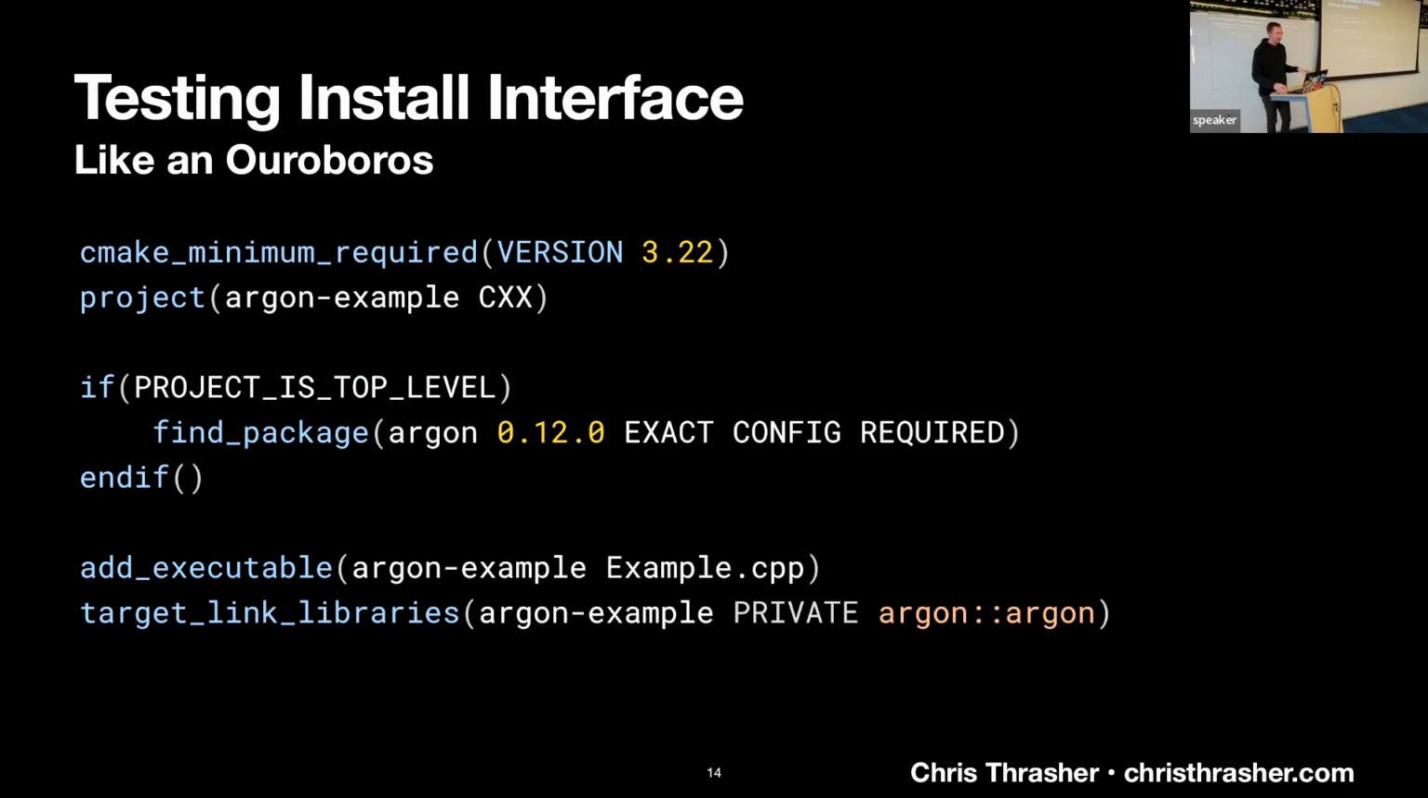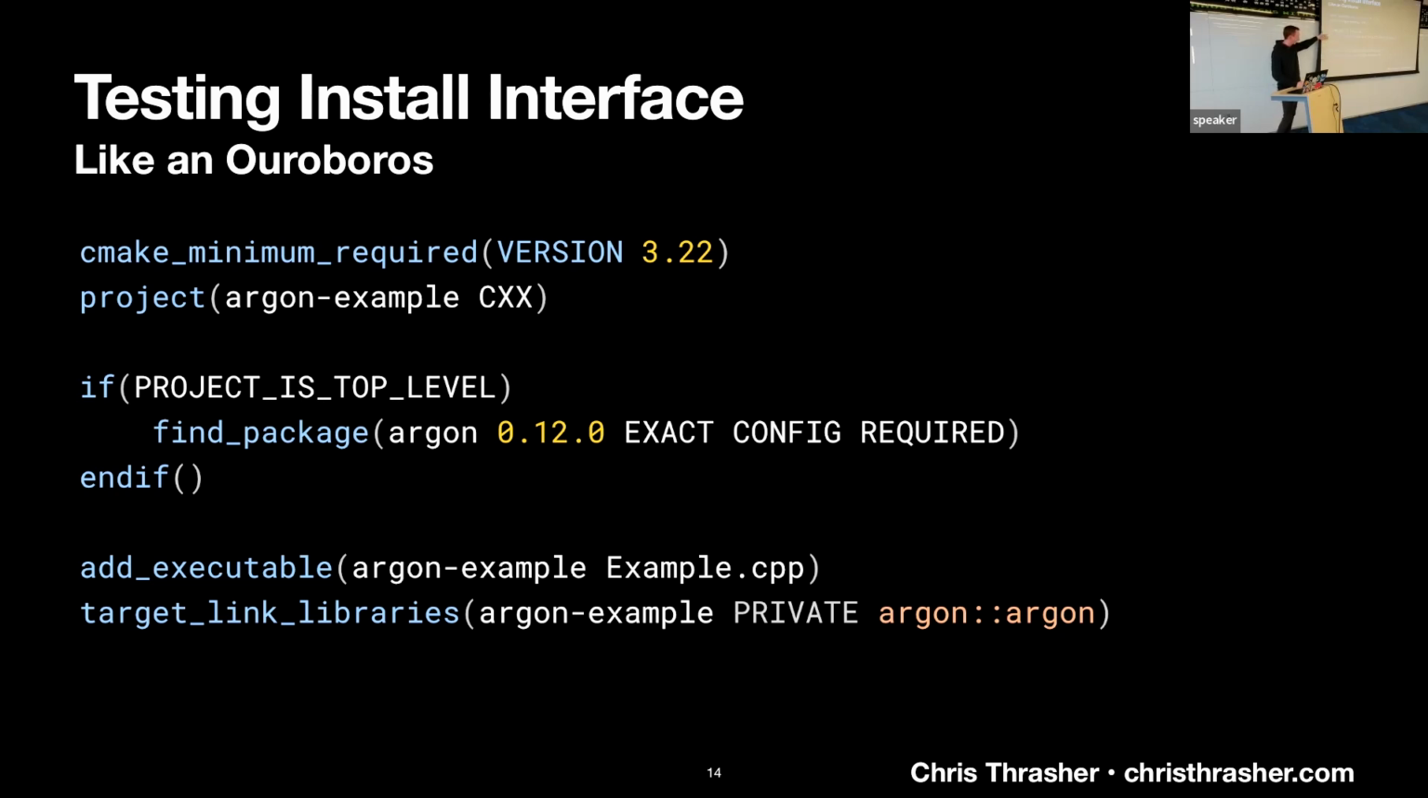So for testing the install interface, this is something that I think is really valuable for libraries, because if you don't test your install interface, there's a lot of ways that you can break it and not really know until some user complains. So this is actually my example program. In the examples directory, this is the build script, and there's just a single source file. For the most part, it's what you'd expect from a minimal example using the library. You specify your version, project name, you find a library, you make your target, you link it to the library.